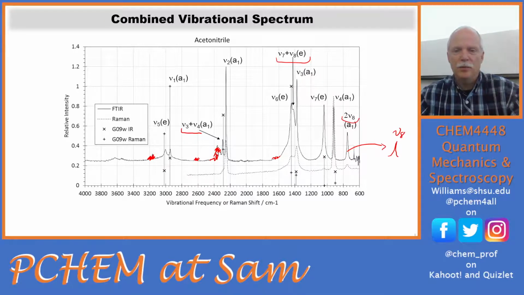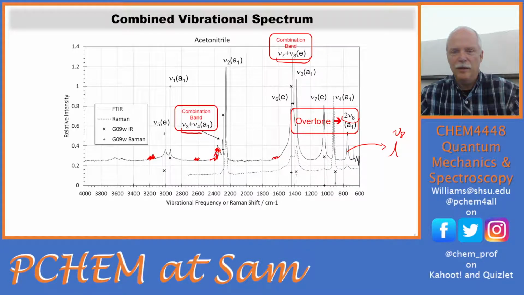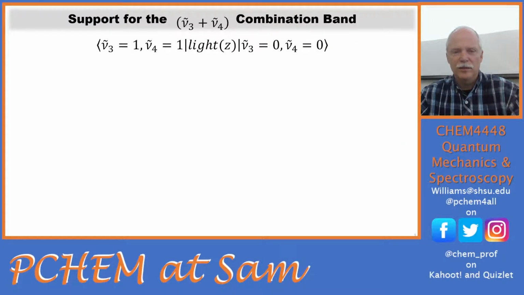And so let's look at the support for some of these combinations and overtones. Okay, so let's look at this combination band, new 3 and new 4, new 7, new 8, and then the overtone 2 new 8. So let's look at the new 3 and new 4 combination.